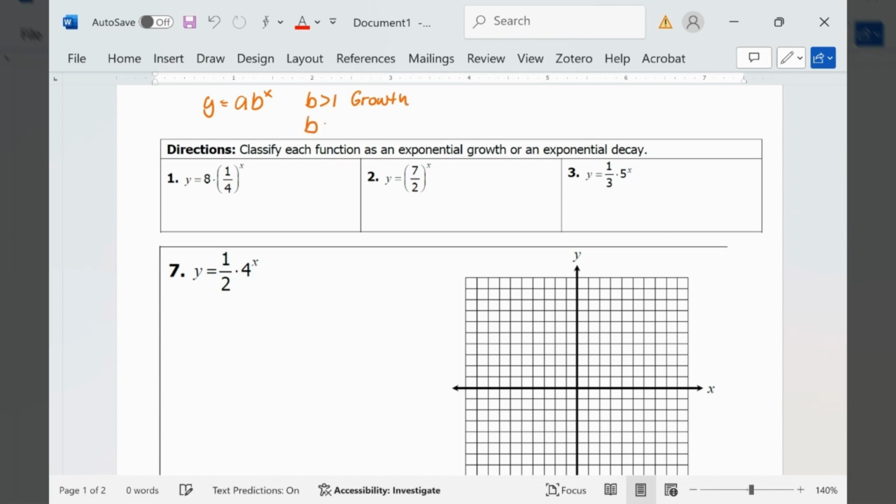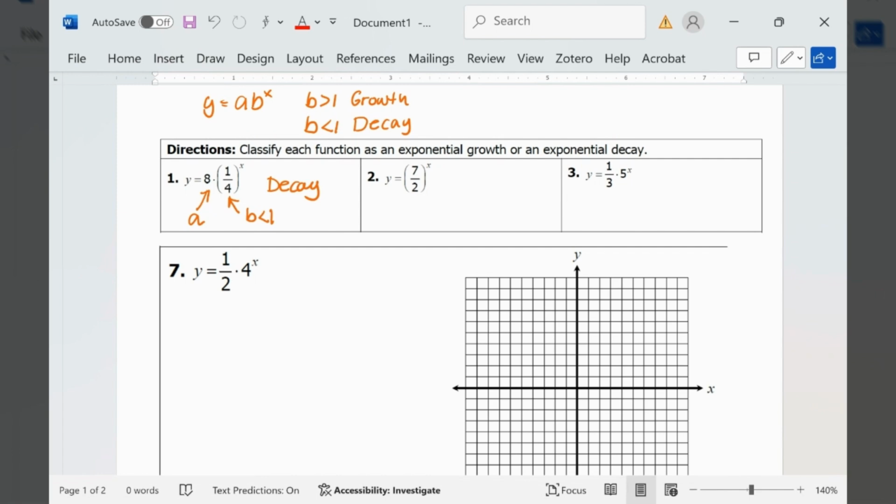And if b is less than 1, the answer will be decay. Okay, now we're going to identify these first three questions. The first one is y equals 8 times 1/4 raised to x. So remember, this is my a, my y-intercept, and this is my b. So my b is less than 1. 1/4 is smaller than 1. So this problem here, it's a decay.